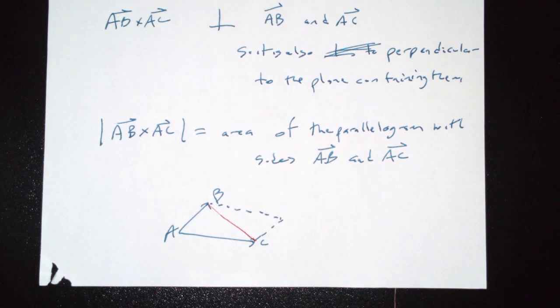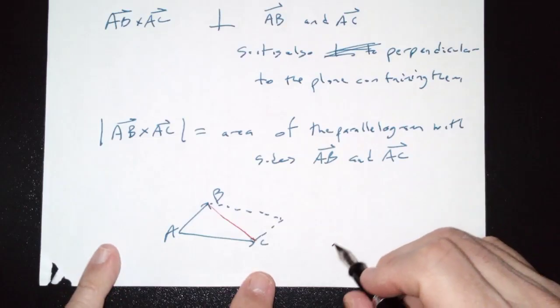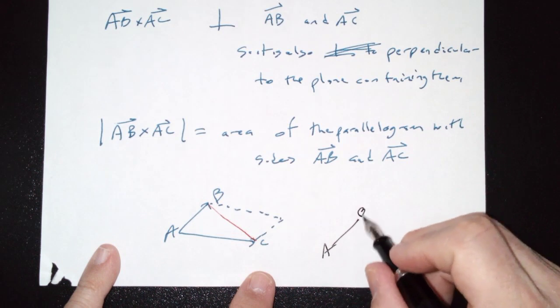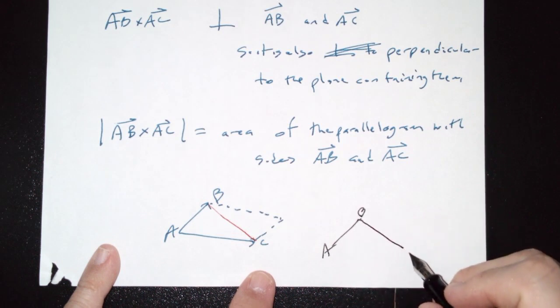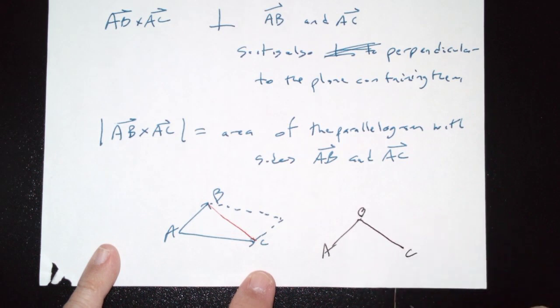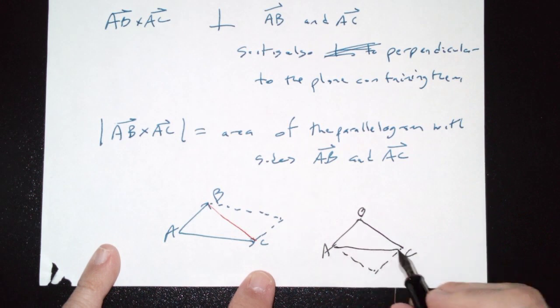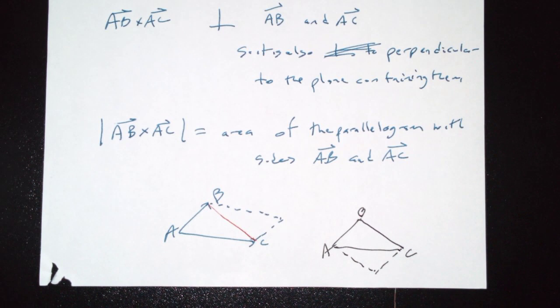In this case, I would be better off saying I probably want... Would it matter? Wait a minute. If I use AB and BC, yeah, that's the same parallelogram, isn't it? It's just turned over. So yes, it should work regardless of which two vectors.